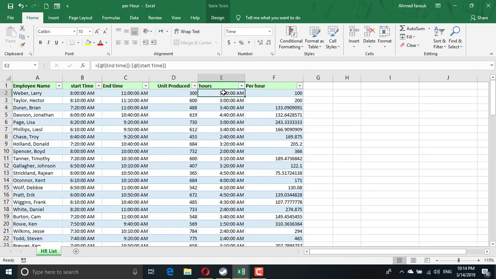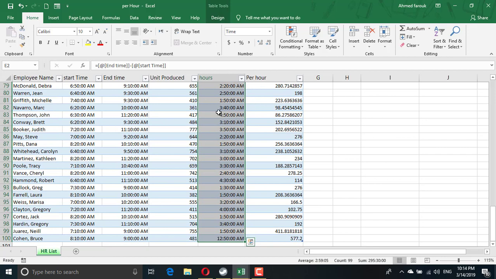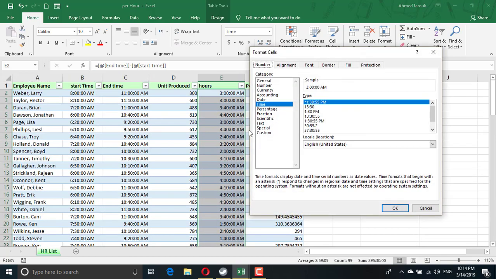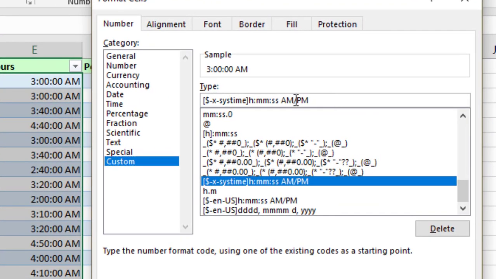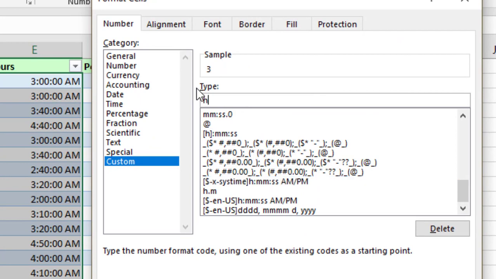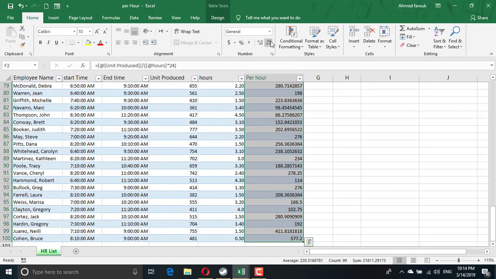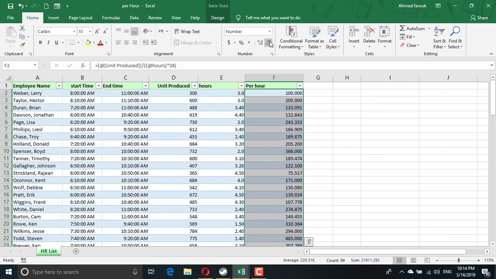In this range, I don't like this format. I need only the number of hours. So from Number, from Custom, instead of all this format, I will type h.m, which means hour.minutes. And of course, I can reformat this one to display only 2 decimal places.